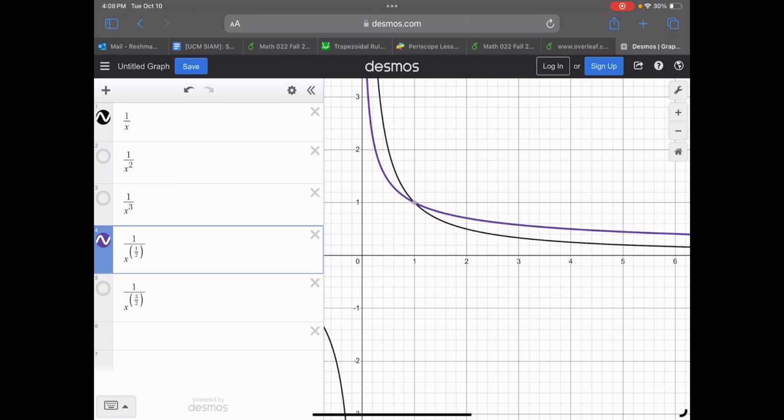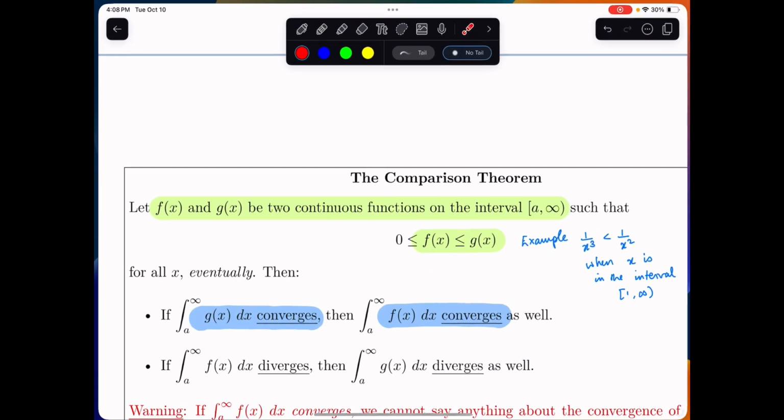So here's what we know. We know that the area under the black graph is always going to be infinity, from 1 to infinity. So that means the area under the purple graph, which is a lot bigger, has to be infinity, right? So in this case, when 1 over x is the smaller guy, and the area under 1 over x goes to infinity, the area under 1 over x to the 1/2 has to go to infinity. So let me write down this comparison in our notes here.